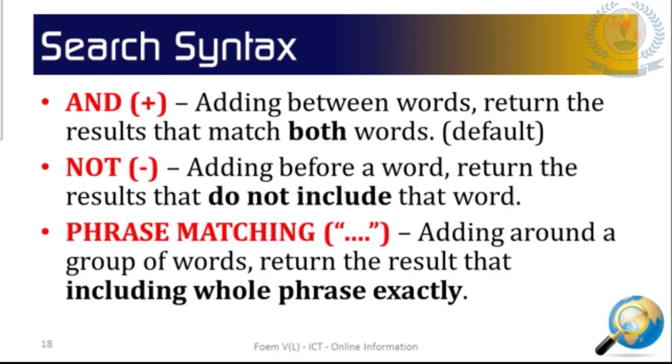Phrase marks, quotation marks around a group of words, return the results that include the whole phrase exactly as you typed it, for example, disadvantages of social networking. Exactly that phrase, wherever it is available on the web, will come as the result. Let's see with the practical.